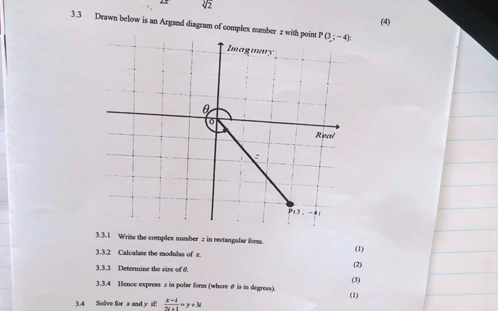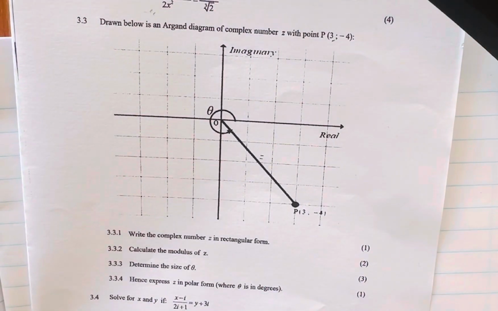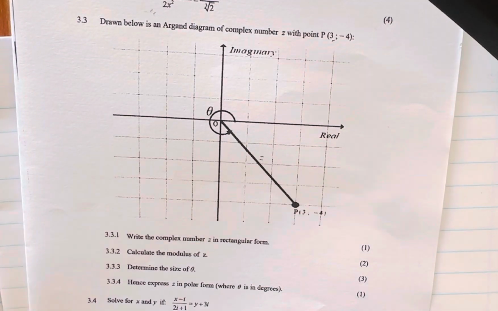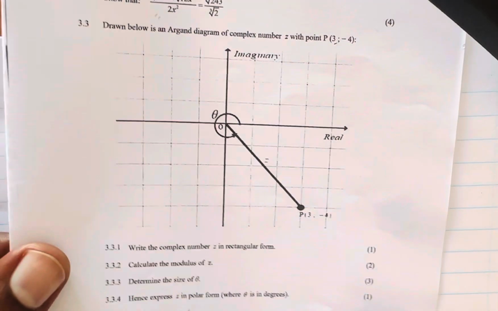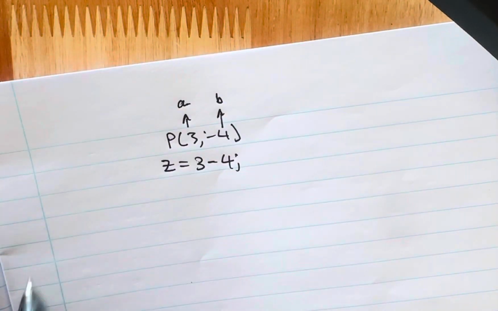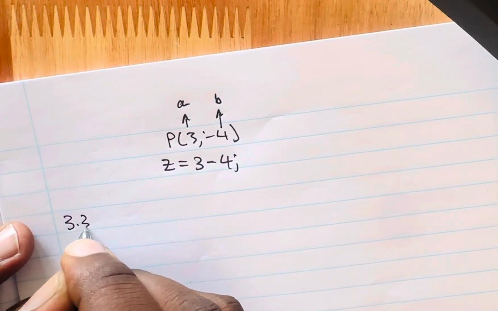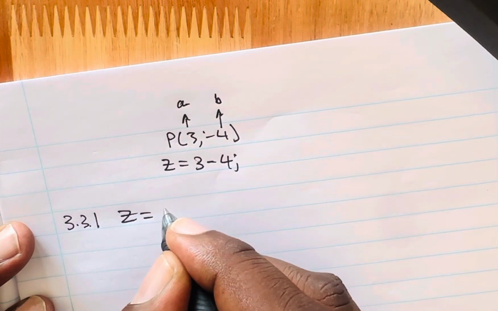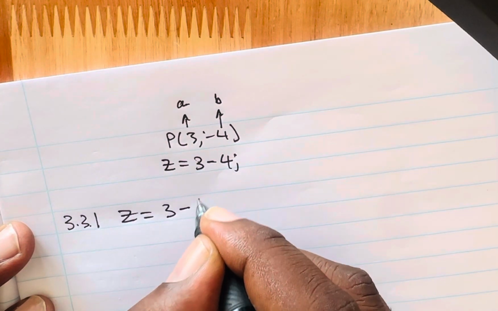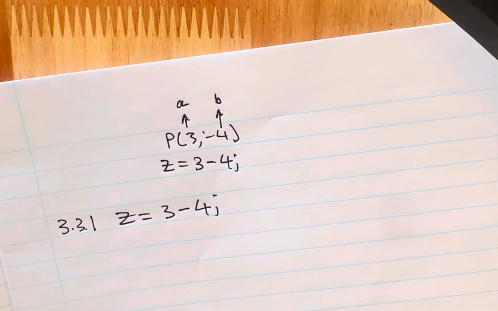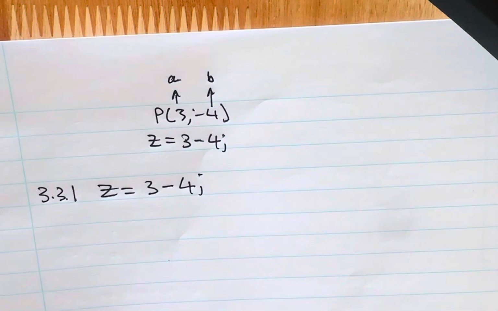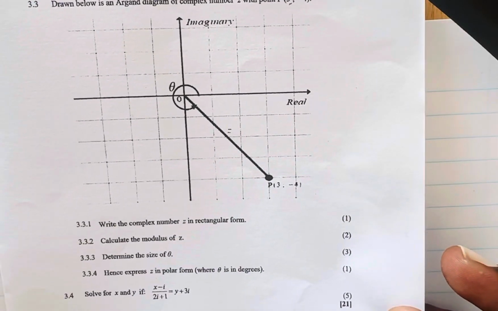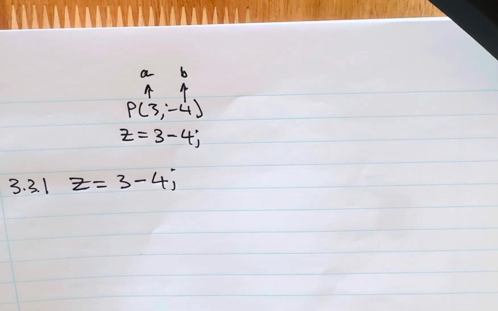So the first question says, write down the complex number Z in rectangular form. We've already answered that question, but we'll answer it correctly now. 3.3.1, Z will be equal to 3 minus 4i. That will be our complex number in rectangular form.